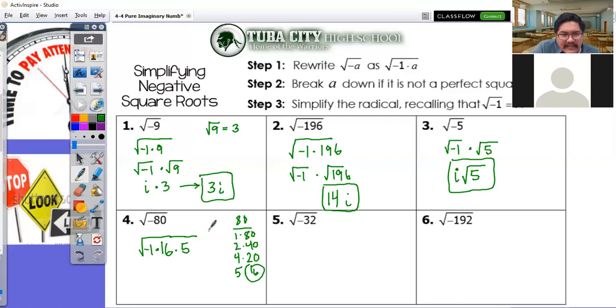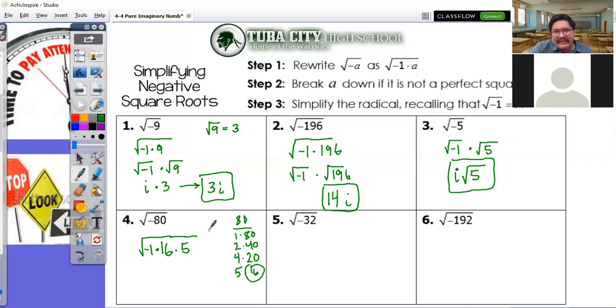So the first number I can take out is i, right? So we're going to take this -1 out. It becomes i. We're going to take 16 out, which will become 4, because we take the square root of 16, that's 4. And then we look at our leftover.